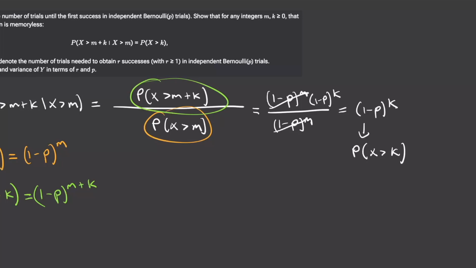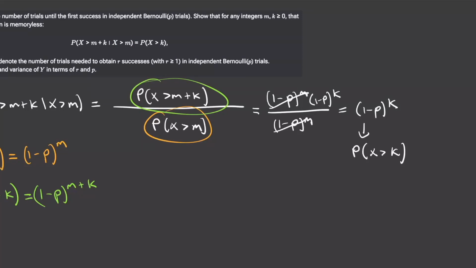So what does it actually mean though? All memorylessness is saying is that if you've been flipping m times and you still haven't seen a head yet, the wait time kind of starts over fresh. The probability that you still need k more flips after these m initial ones is equal to the probability that you need k given that you just started flipping. It doesn't matter at what point you come in at this process.